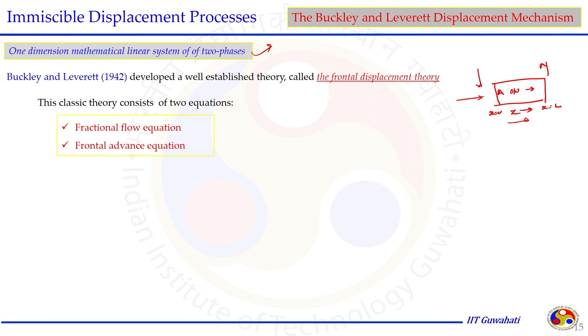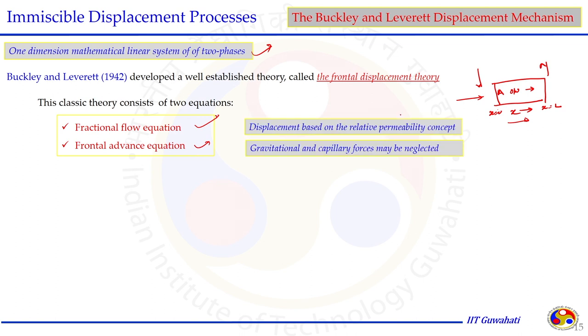So, Buckley-Leverett developed a well-established theory called the frontal displacement theory for characterizing the immiscible displacement of two phases. This classic theory consists of two equations, the fractional flow equation and then the frontal advance equation. The displacement is based on the relative permeability concept, and the gravitational and capillary forces may be ignored. We will discuss first considering the gravity and capillary forces, and later on, when we neglect these terms, how the equation will take shape.